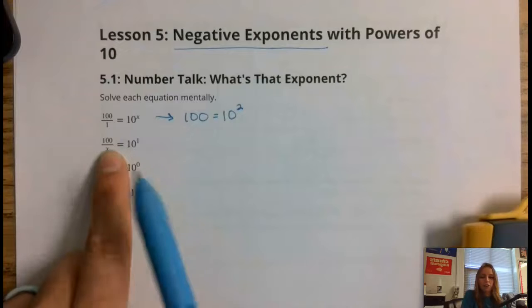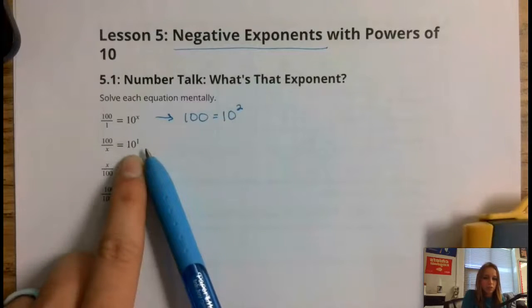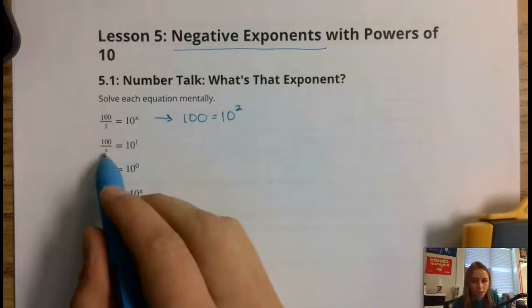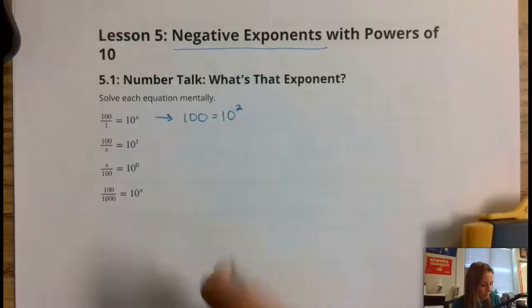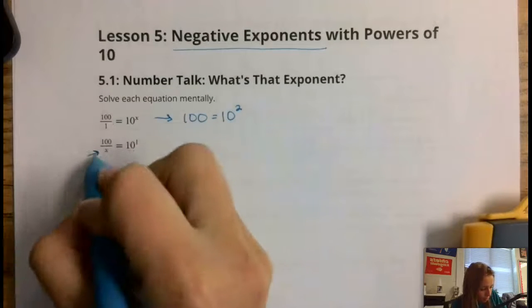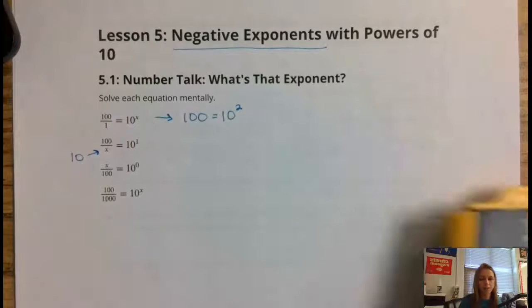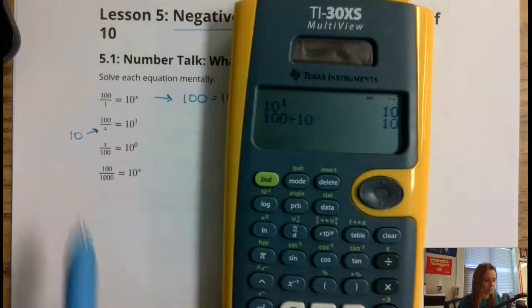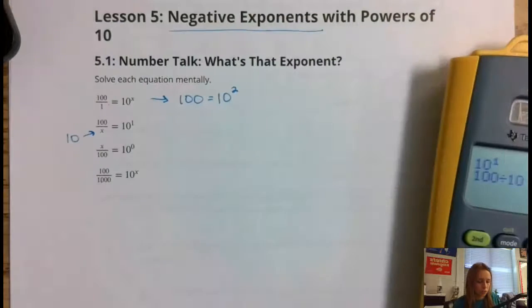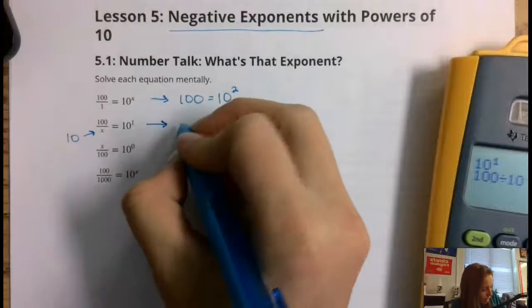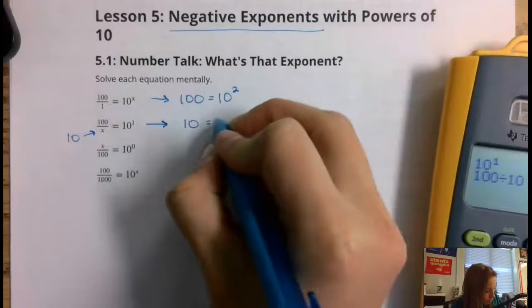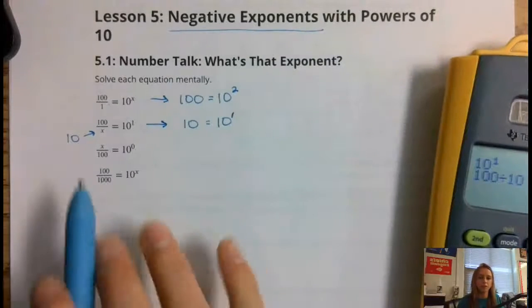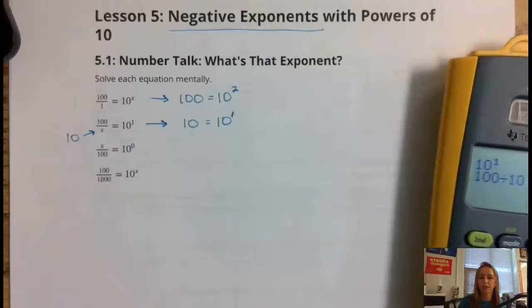So let's think to ourselves. This says 100 divided by something equals 10. So what is something we could plug in here for x? Well, if we plugged in 10 for x, let's see what 100 divided by 10 is. Yep, we get 10. So we could just rephrase this as 10 equals 10 to the first power. That is what this is saying there.